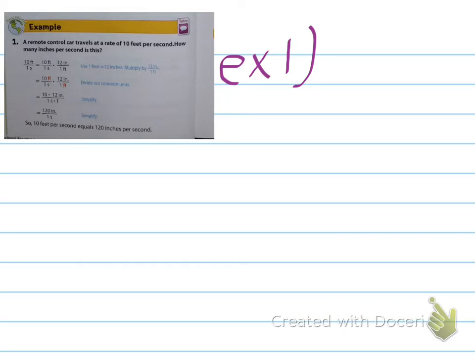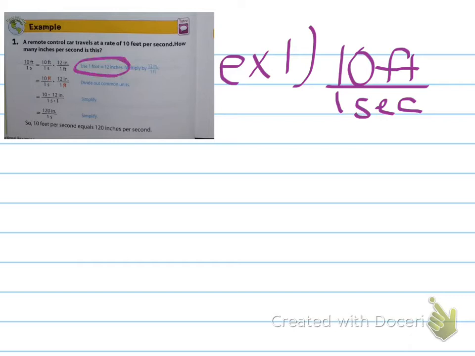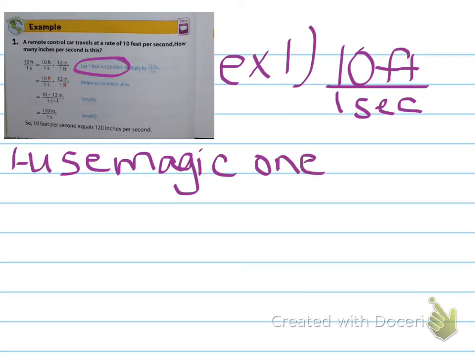So I want you to start here by writing 10 feet per inches, or sorry, per second. My bad. Per 1 second. Okay? So we're going to use our magic 1. So step 1, use magic 1. And our magic 1 for this one is going to be feet to inches, because ultimately we want to know how many inches per second instead of feet. So we have 12 inches equals 1 foot.